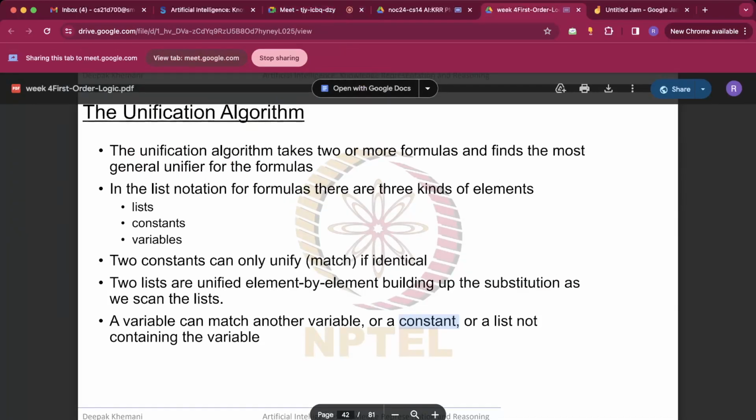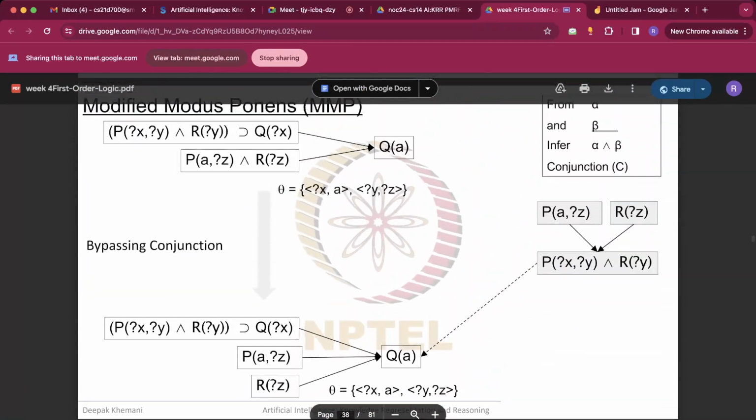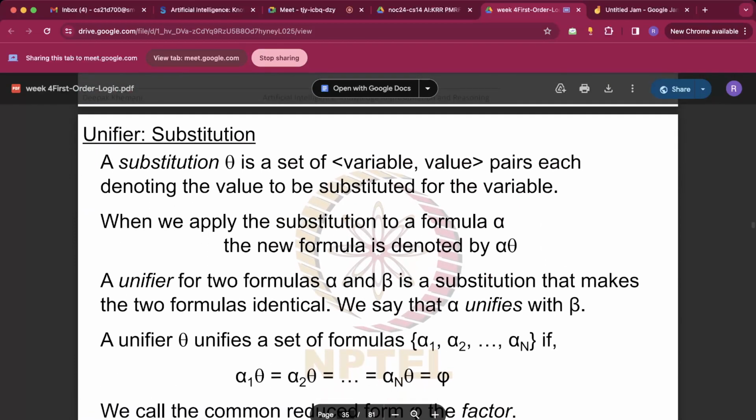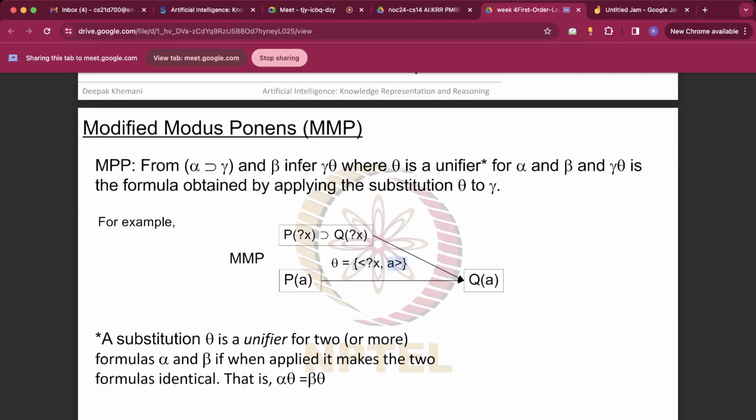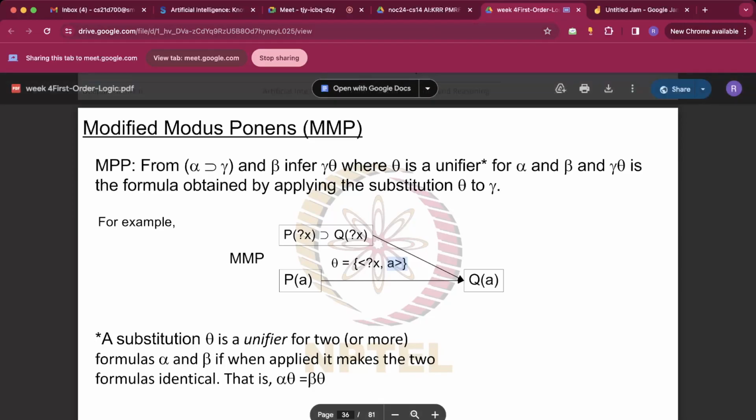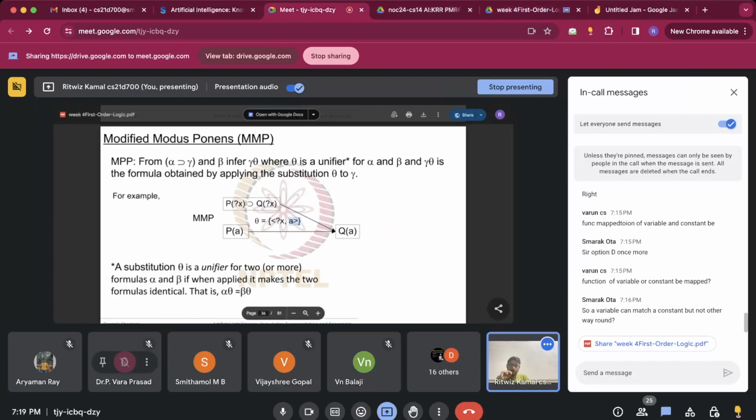If I have to give a bit more clarification, see here our substitution was x being substituted by a. If this had been third bracket a comma question mark x, do you think that would have been valid? No, right? Because for a to be substituted, it has to be substituted with a itself. Also, that doesn't make sense. You cannot assign a constant another variable, right? So that is the point that I'm trying to convey.